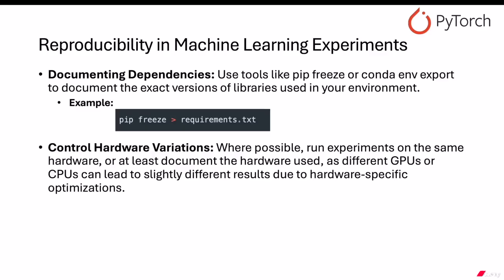Documenting dependencies. Use tools like pip freeze or conda export to document the exact versions of libraries used in your environment. There is an example, pip freeze to requirements.txt. Control hardware variations. When possible, run experiments on the same hardware or at least document the hardware used, as different GPUs or CPUs can lead to slightly different results due to hardware-specific optimizations.